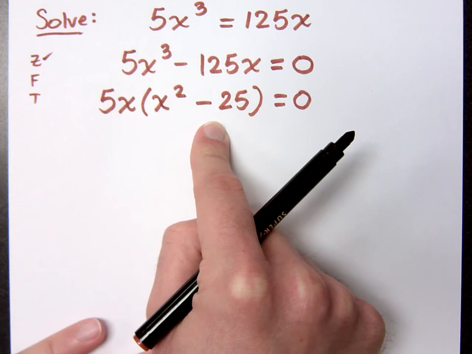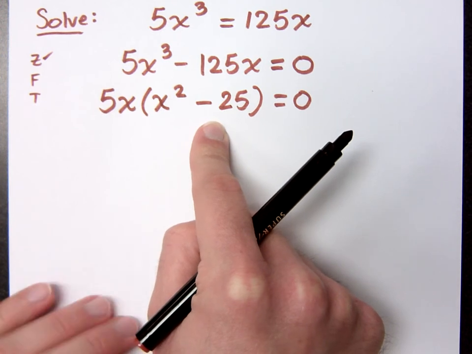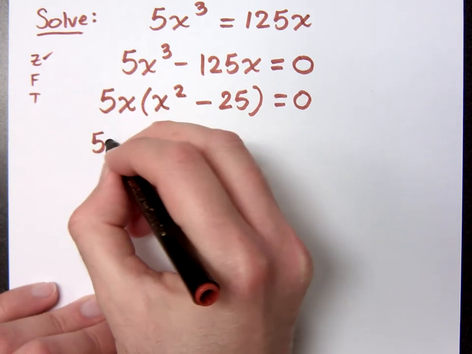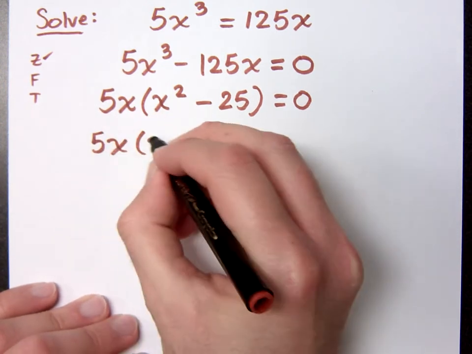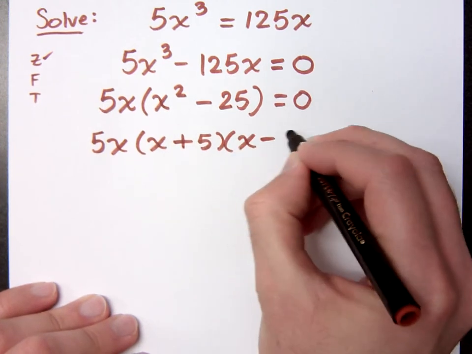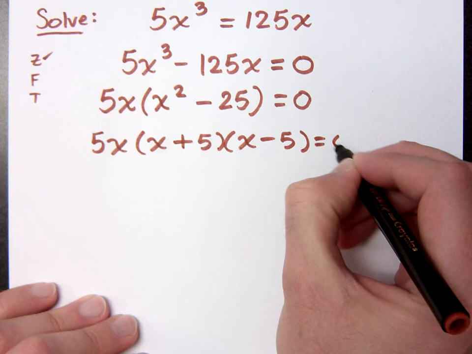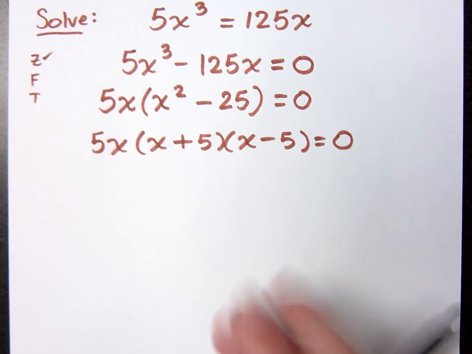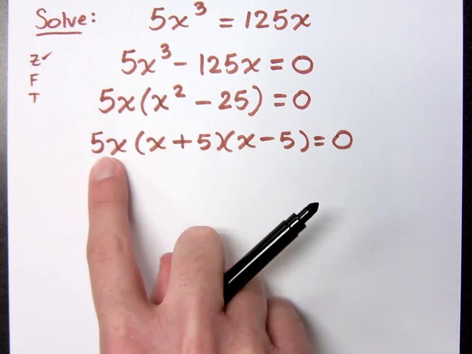What else can I do with that? x plus 5 and x minus 5. It's the difference of squares, so you get x plus 5 times x minus 5. You know I like the difference of squares. How many factors do you see here? 3. I see 1, 2, 3.